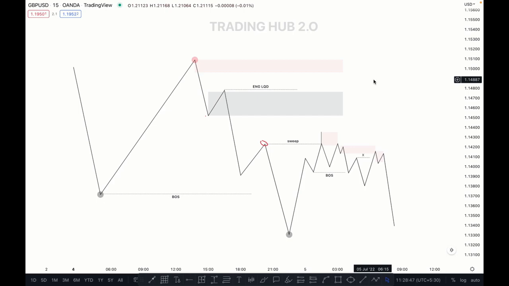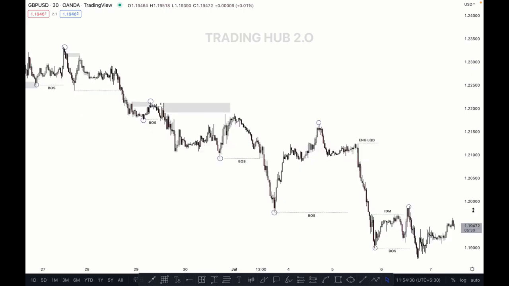Okay, let me show you through bar replay on a real chart how we can apply this and how we can take trades. Okay, let's see. So this is a bearish market.